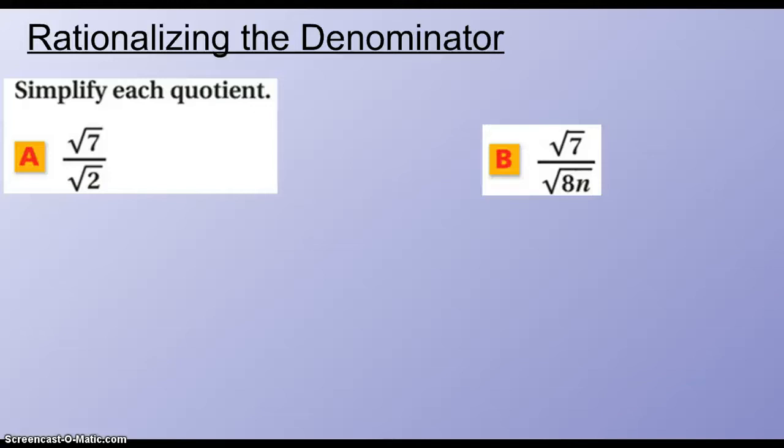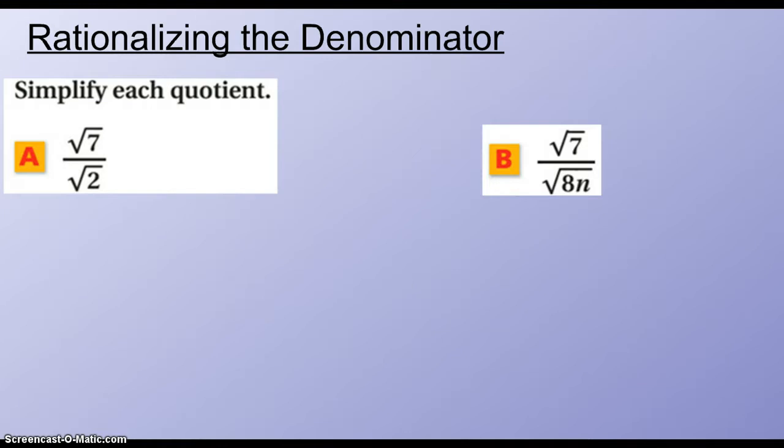Lastly today, we're going to look at dividing radical expressions. And I want to jump into example A to start this off here. So just looking at the square root of 7 divided by the square root of 2, at first glance it looks like there's not much that we can do here.